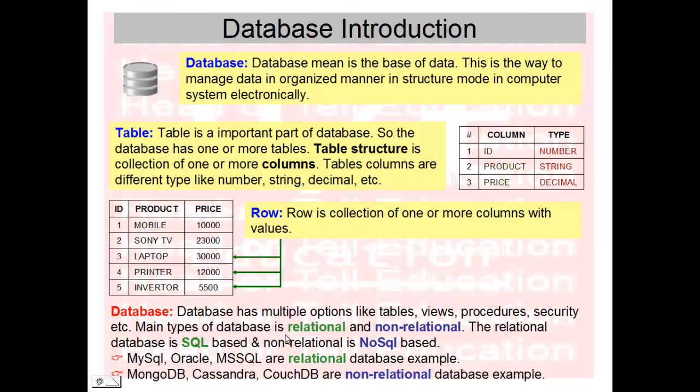Main types of database are relational and non-relational. The relational database is SQL based and a non-relational is NoSQL based. MySQL, Oracle, MS SQL are relational database examples. MongoDB, Cassandra, CouchDB are non-relational database examples. So in this tutorial we are only using basic SQL queries with table operations.